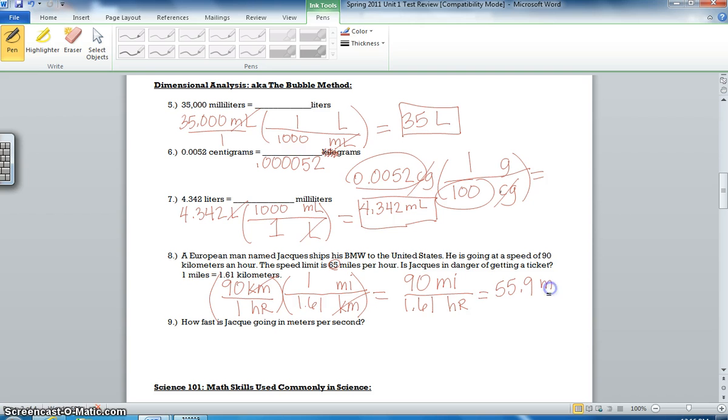So 90 divided by 1.61 in my calculator gives me 55.9 miles per hour. Okay, so miles per hour, that's our unit, stays the same. And then I just divide these two. So he is not going to get a ticket. So I'm going to say no, he won't. Okay, how fast is he going in meters per second? Okay, this one gets a little tougher. This would be like an extra credit on the test.